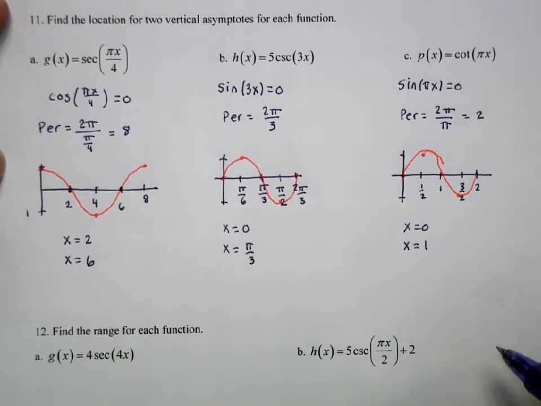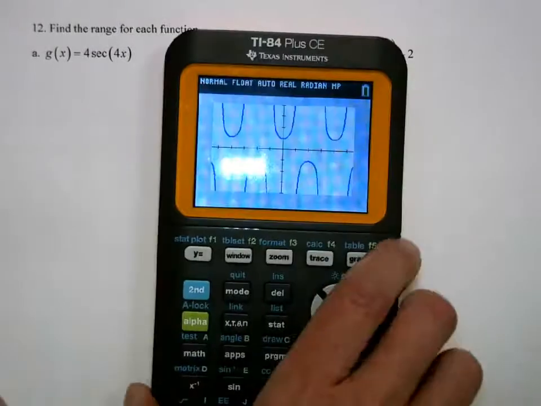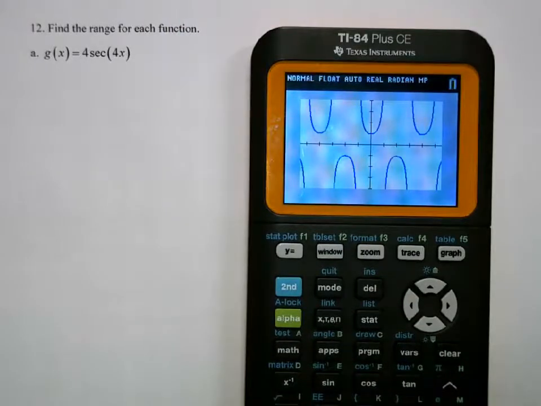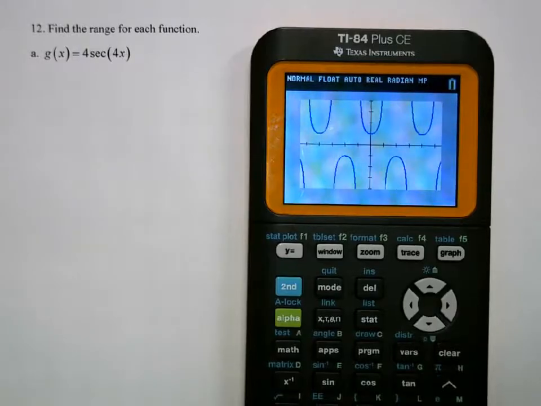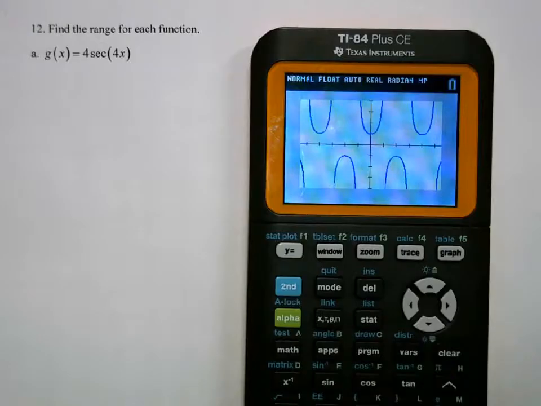Next, we're going to be looking at the range of our different functions. So let's look at the graph. This is the graph of secant. Cosecant behaves very similarly. It's just kind of shifted over. The interesting thing about this graph, because cosine and sine are bounded between -1 and 1, the reciprocal is either 1 or greater or -1 and lower.